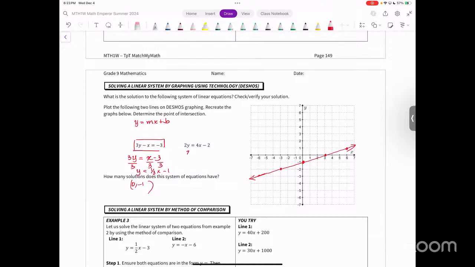So y is equal to 4 over 2x minus 2 divided by 2. I'm dividing by this 2. So that gives y is equal to 2x minus 1. So how do I do that? Well, I'm going to mark minus 1 first. 2x, rise 2 units, run to the right. And then obviously we see clearly what the point of intersection is.